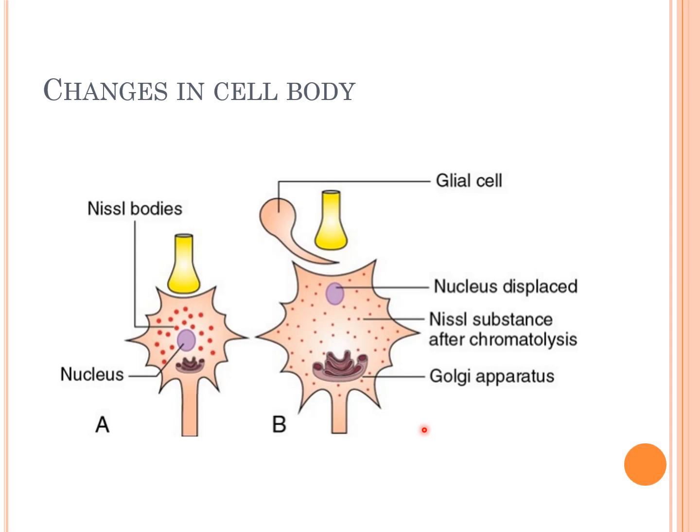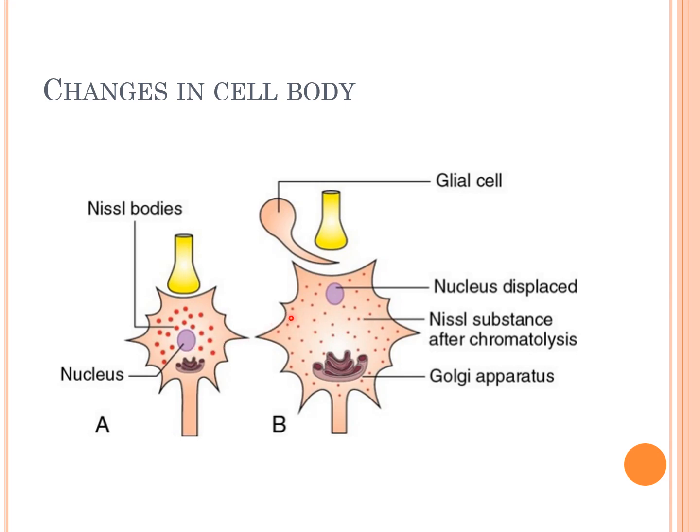So what are all the changes we said? That is, the cell body swells up. You can see this is the normal cell body of the neuron. Here you can see the size is enlarged. So the size of the cell body, it is swollen and it is filled with fluid. Because of that, the nucleus is pushed to the periphery, and you can see the Nissl granules.